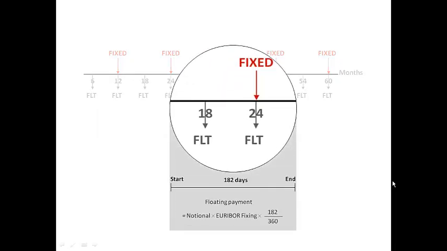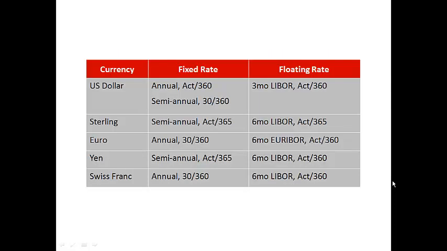The payment at the end equals the Euribor fixing, which is set at the start, multiplied by the notional, multiplied by the day count fraction, which in this case is 182 days divided by 360. The calculation of the day count fraction depends on the currency concerned and also depends on whether we are computing fixed or floating rate payments. A summary of the most commonly occurring day count conventions is shown here.